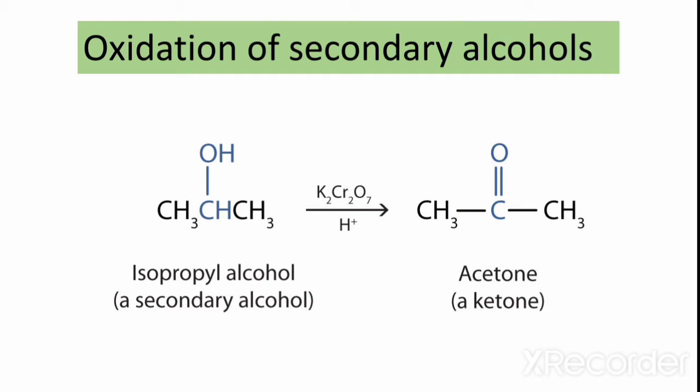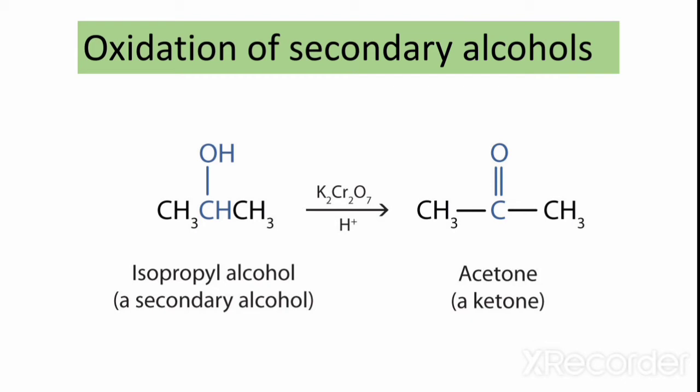carbon atoms that are methyl, and it forms the isopropyl alcohol, that is also known as secondary alcohol, and then it will react with the potassium chromate, and in the presence of proton, it will give acetone, a ketone.